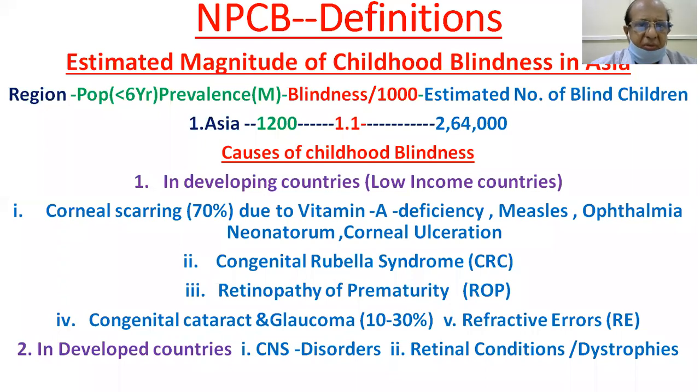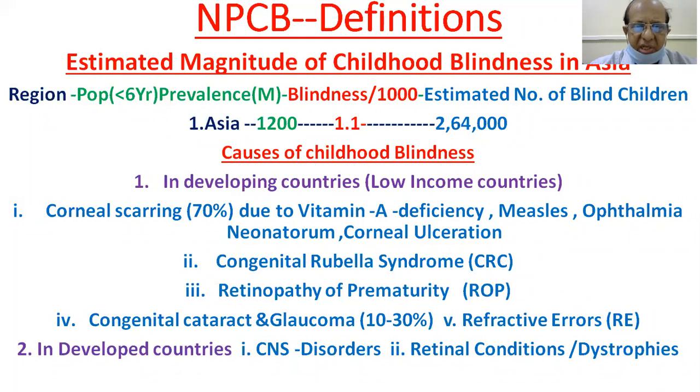Coming to the causes of childhood blindness. What are the causes in developing countries, which are low-income groups, and developed countries, which are high-income groups? In developing countries, corneal scarring accounts for 70%, due to vitamin A deficiency, measles, ophthalmia neonatorum, and corneal ulceration. These are the causes of corneal scarring. Congenital rubella syndrome is also there. And retinopathy of prematurity.